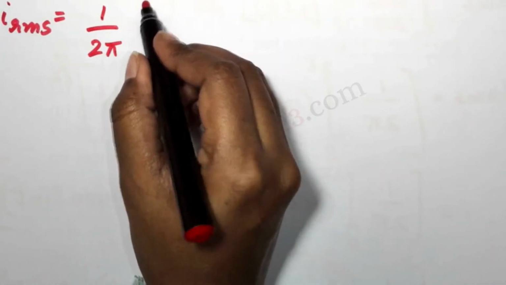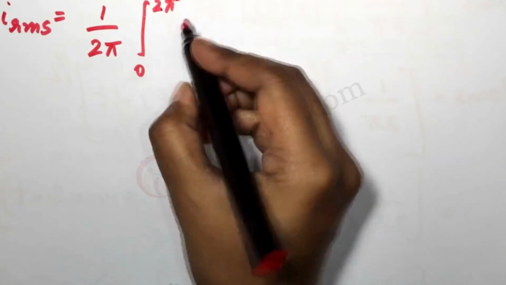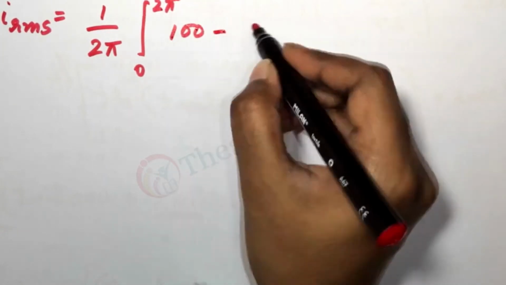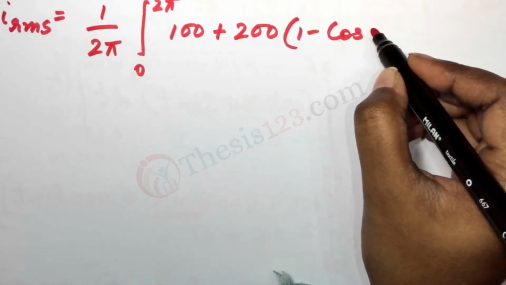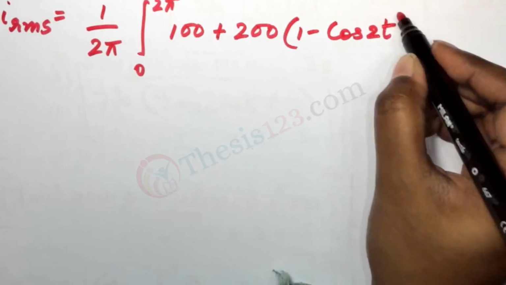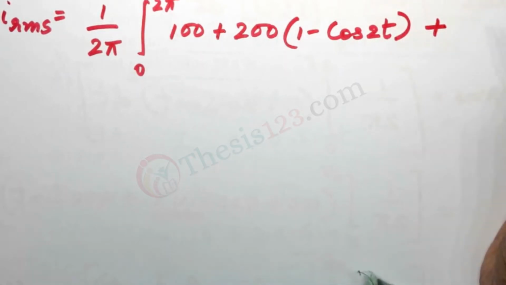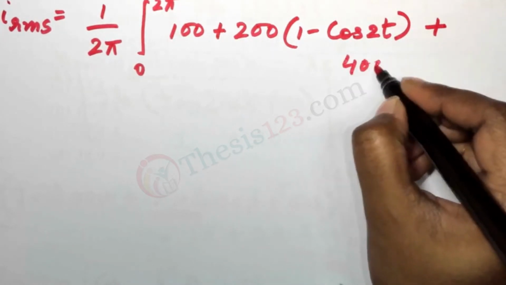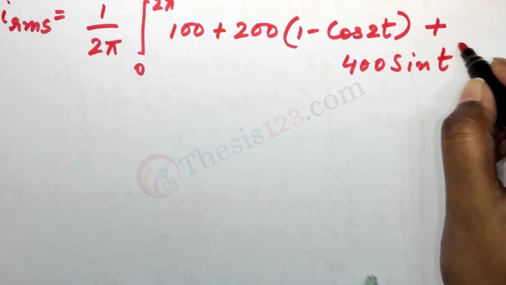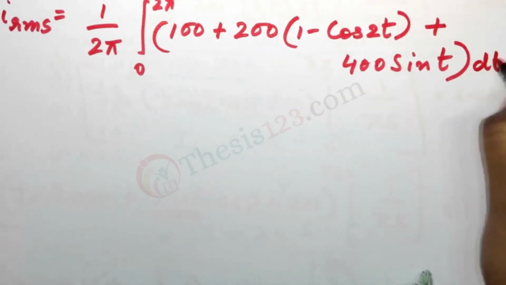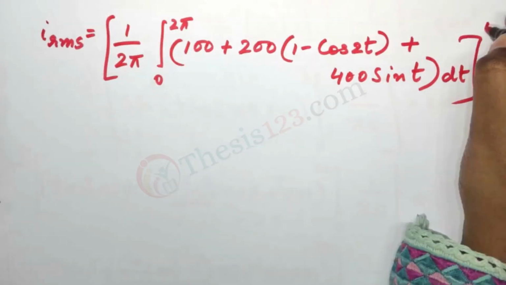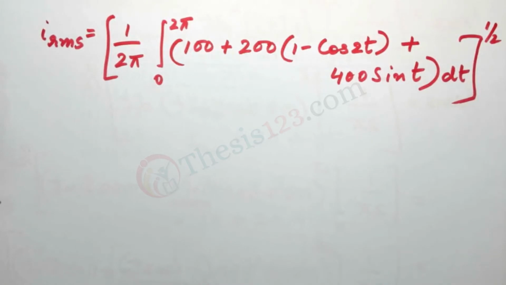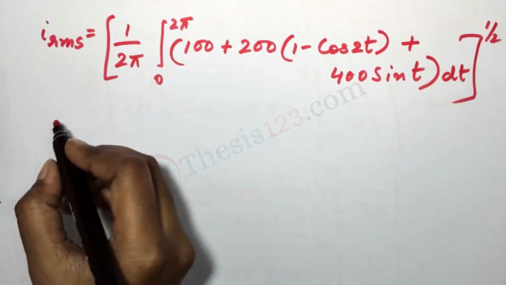1 by 2 pi into integral of 0 to 2 pi, 100 plus 200 times 1 minus cos 2t plus 400 sin t dt, and the entire thing is under root to the power of 1 by 2. Alright, now the next step.